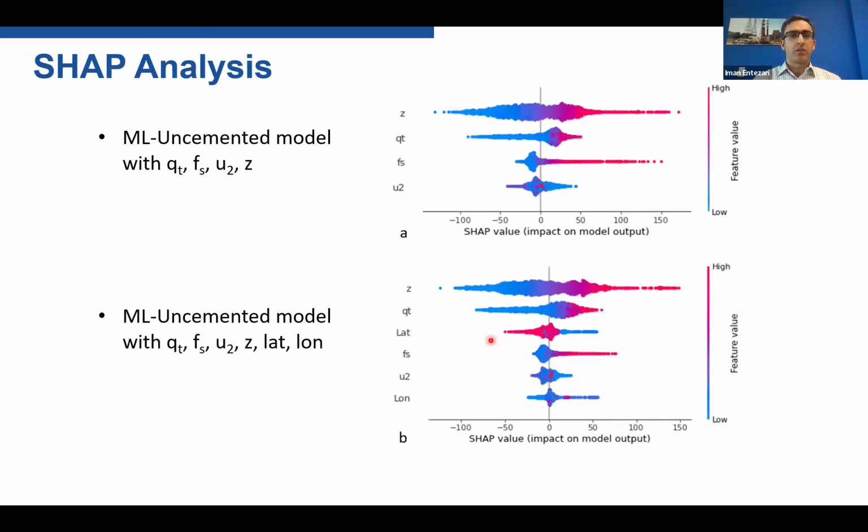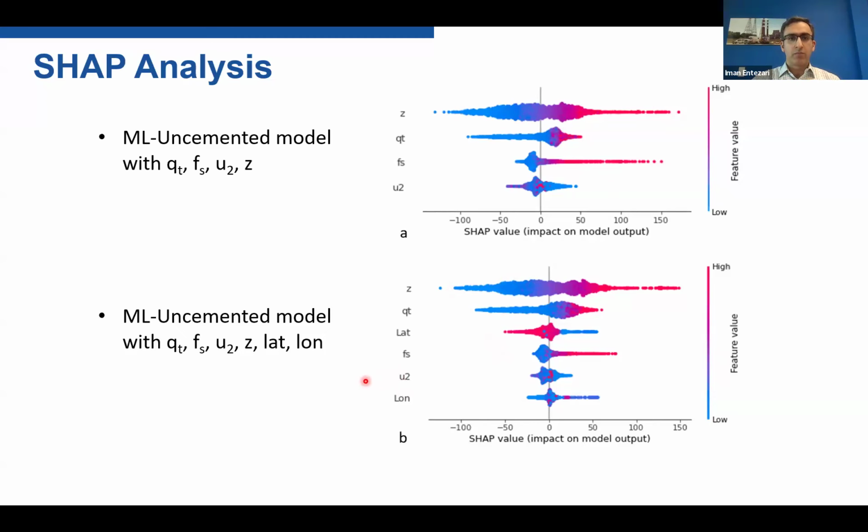So we again try to do some SHAP analysis. For the uncemented models, so the model with just basic CPT, here's the feature importance. Depth was the most important feature, followed by QT, FS, and U2. And for the uncemented soil model with the inclusion of latitude and longitude, it was depth, followed by QT, then latitude, then FS, and a little bit of contribution from U2 and longitude.